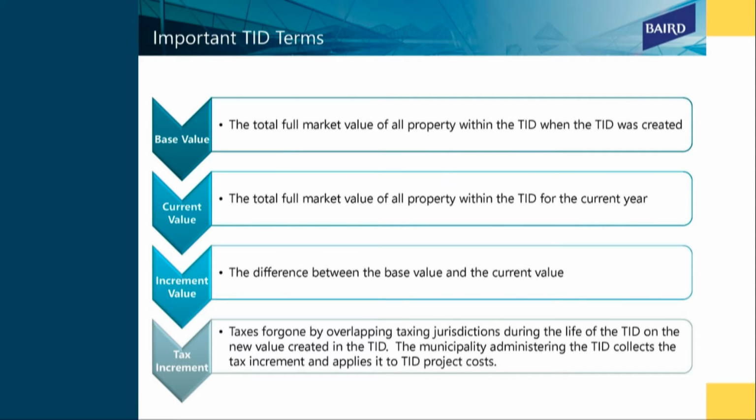Current value is the total full market value of all the property within the TID for the current year. So the current value would be the value maybe in year 5 of that TID. And then you compare that to the base value, which gives you the increment value, the difference between the base value and the current value of the TID. Tax increment are taxes foregone by overlapping taxing jurisdictions during the life of the TID. And that increment goes back into the TID. So that does not come back to the general tax base. That stays with the TID for the life of that TID, which I'll explain in a second as well.